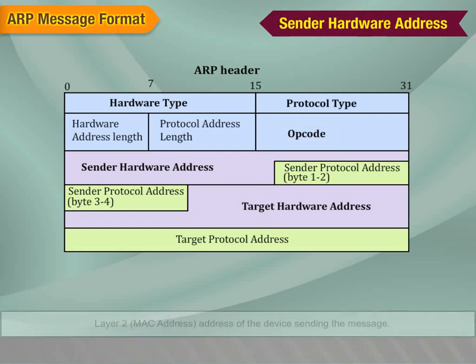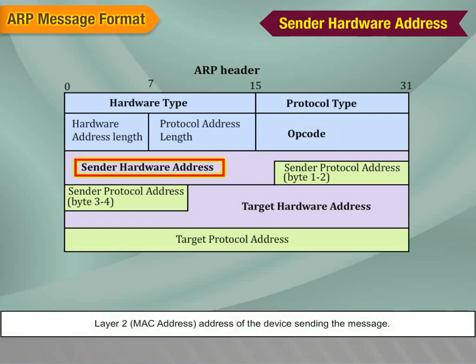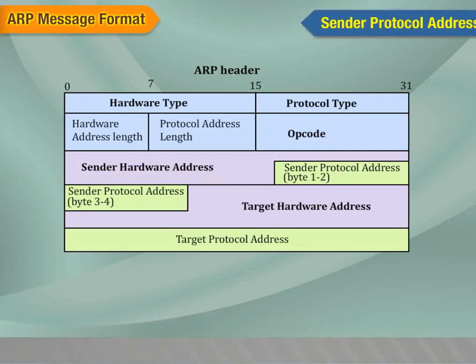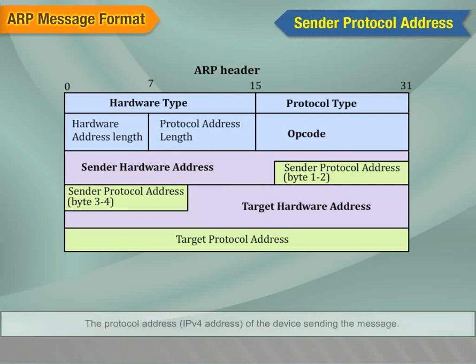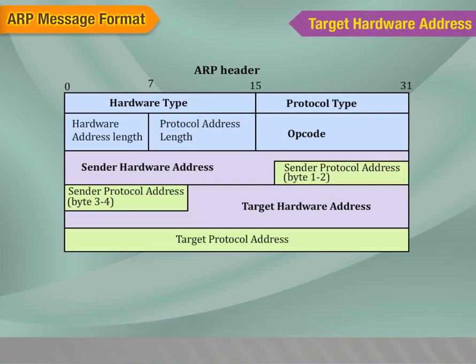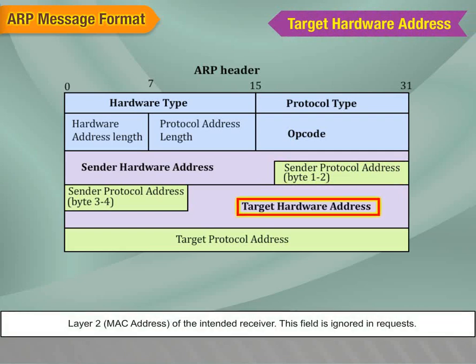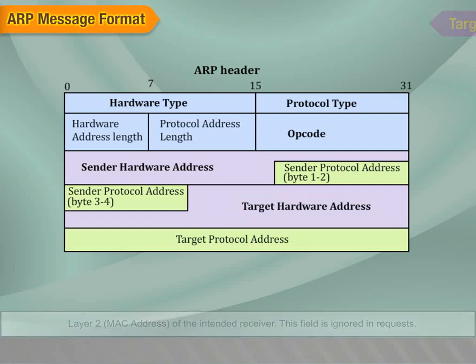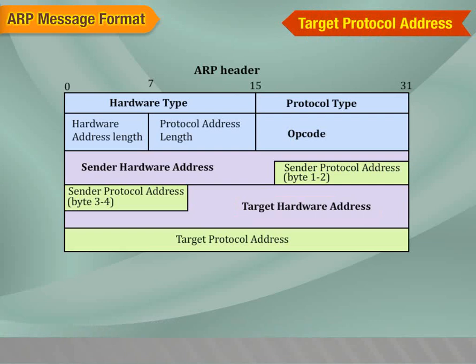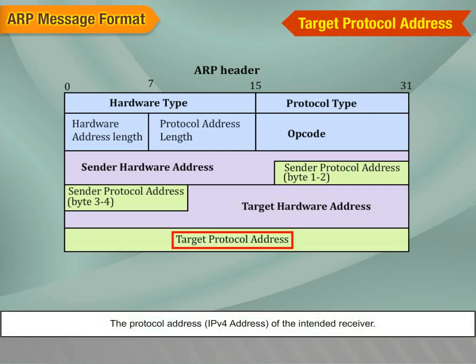Sender hardware address. Layer 2, that is MAC address, of the device sending the message. Sender protocol address. The protocol address, that is IPv4 address, of the device sending the message. Target hardware address. Layer 2, that is MAC address, of the intended receiver. This field is ignored in requests. Target protocol address. The protocol address, IPv4 address, of the intended receiver.